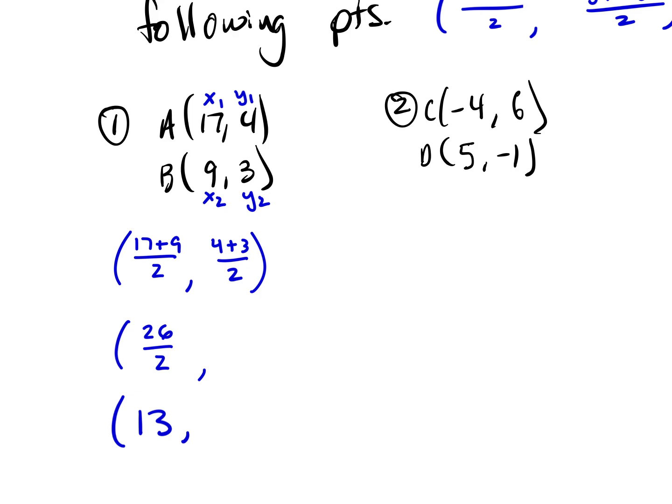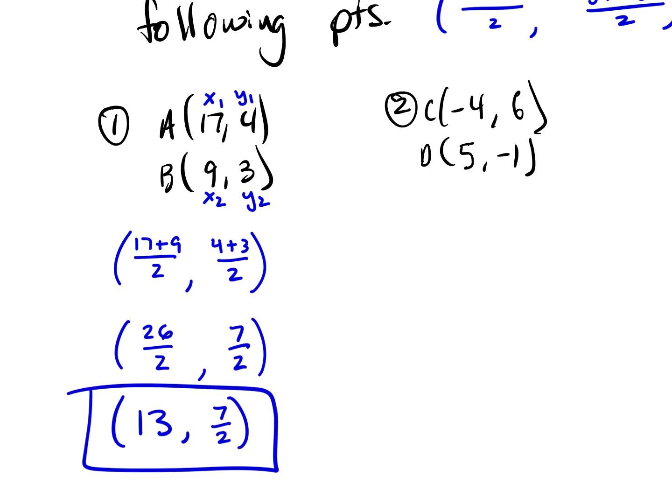Now let's find the average of the y's. 4 plus 3 would be 7 over 2. Can we simplify 7 over 2? Nope, so we'll just leave it as 7 over 2. So this would be our midpoint. Any questions here?